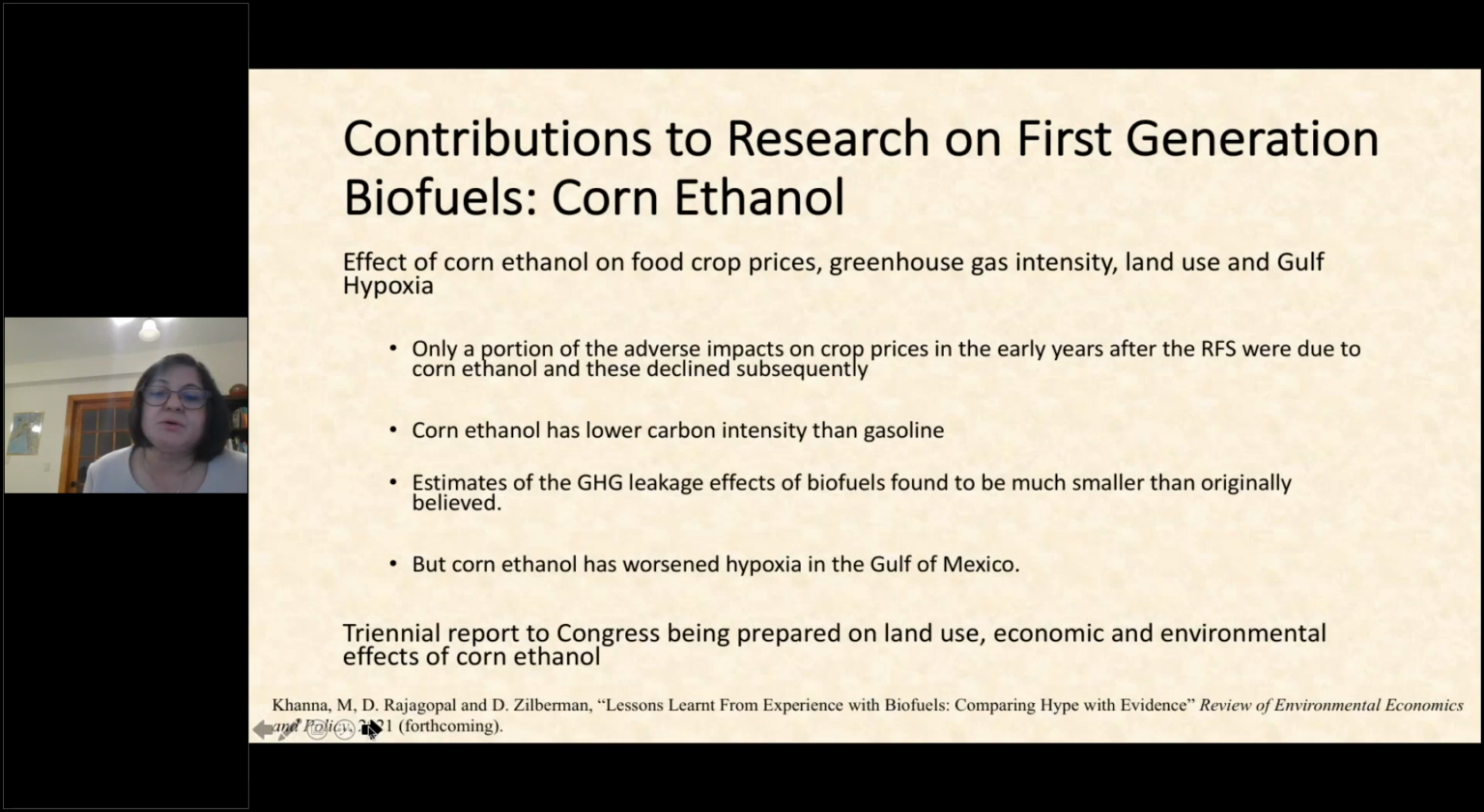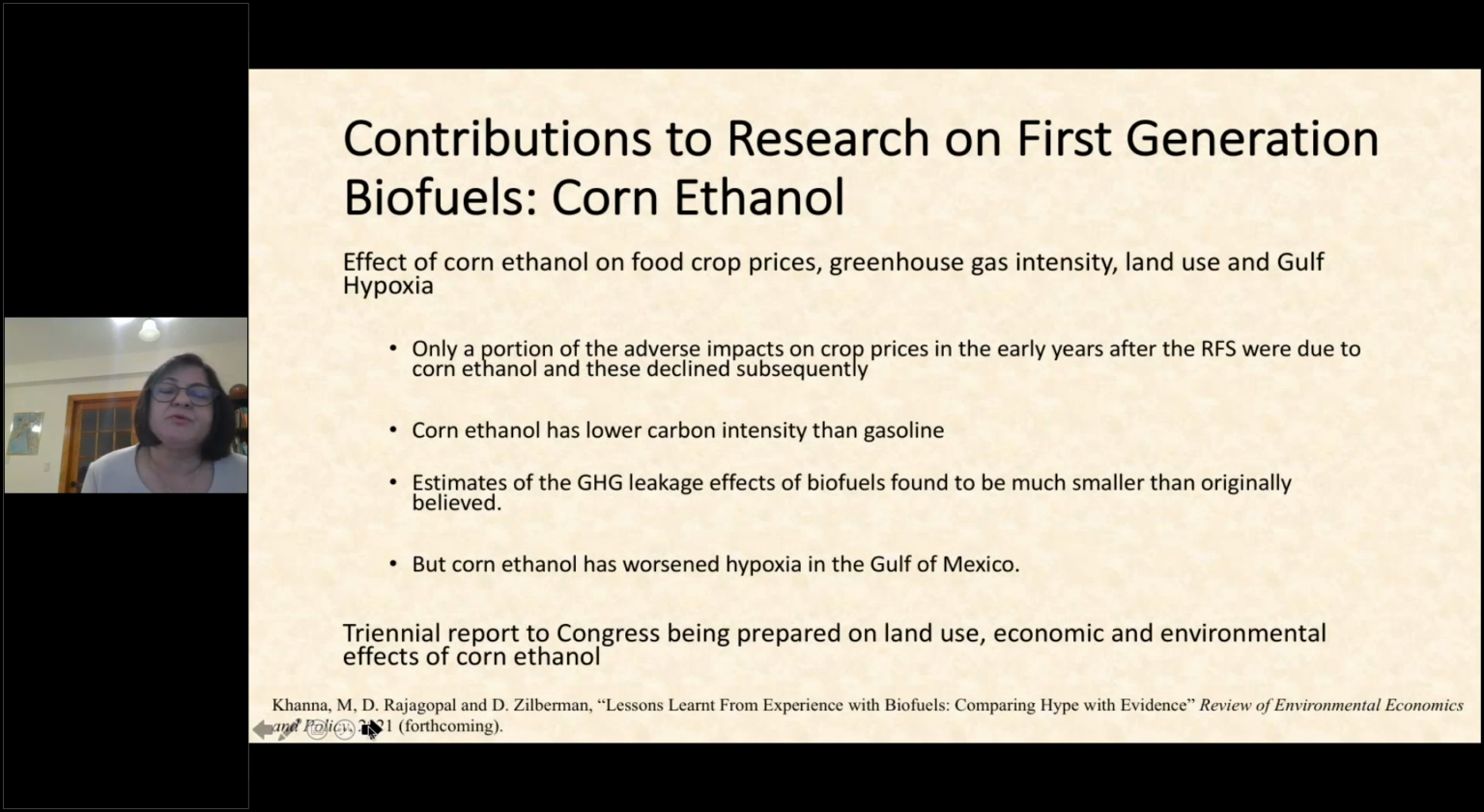And so economists have really contributed a lot in looking at the effects of corn ethanol on crop prices, greenhouse gas intensity, land use, and water quality. In general, what this research has shown is that only a portion of this adverse impact on crop prices that we saw between 2008 and 2012-13 could really be attributed to corn ethanol. Some of this would have happened in any case for a variety of other factors that happened at the same time, for example, increase in oil prices, increase in demand in China, and so on.